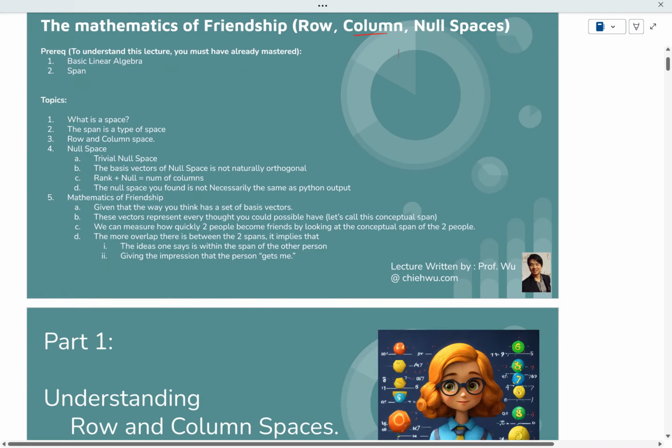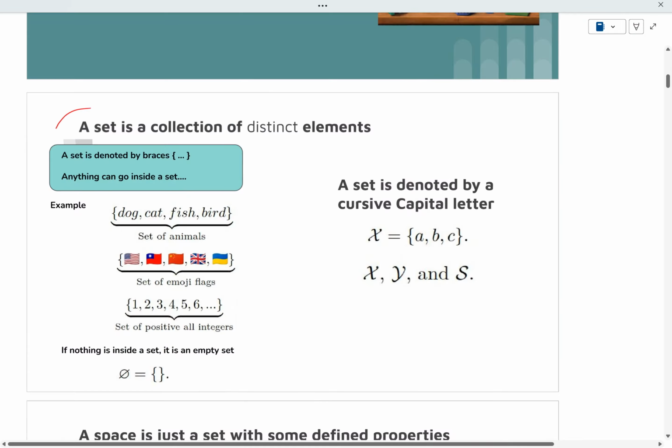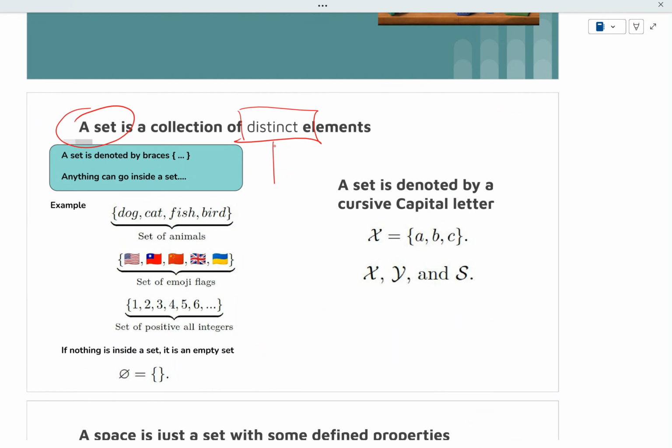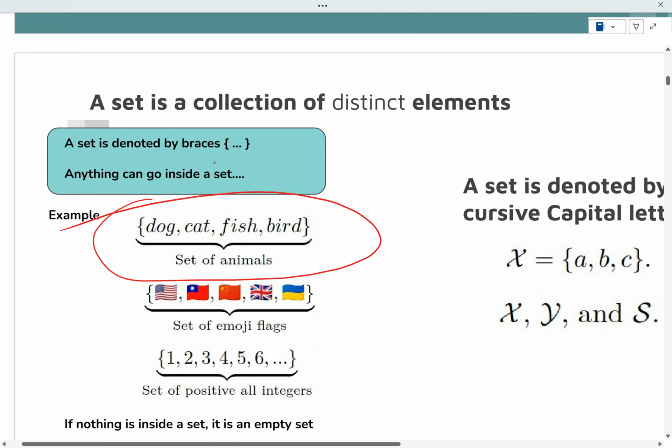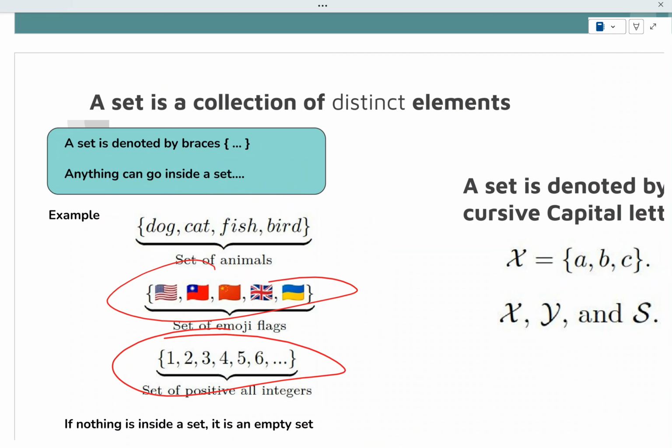But first, we need to understand this concept called a set. A set, in its simplest form, is just a collection of distinct elements. Right? The distinct is the key. Now, for example, here's a set of animals. Notice that they're all distinct. Set of flags, set of integers.